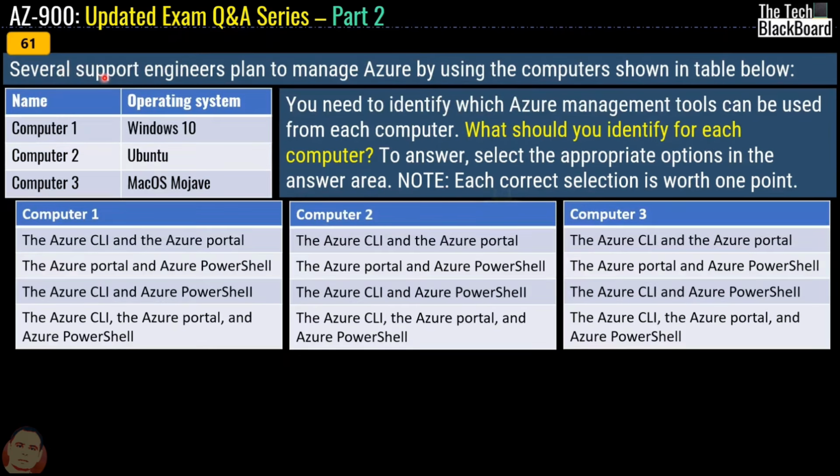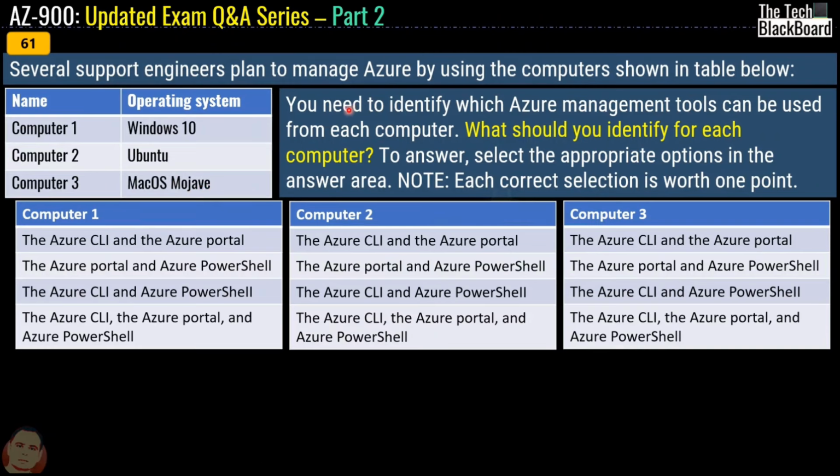This one says that several support engineers plan to manage Azure by using the computers shown in the table below. And here you can see that we have three computers, 1, 2, and 3, and the operating systems are also given. For the first one, we have Windows 10. For the second one, we have Ubuntu. And the third one is Mac OS Mojave.